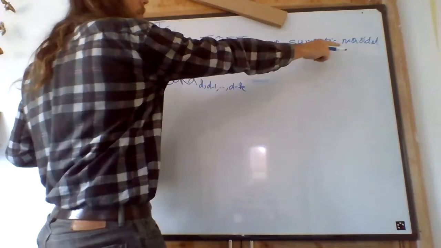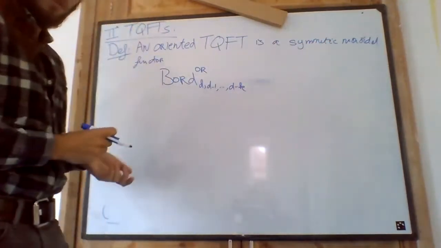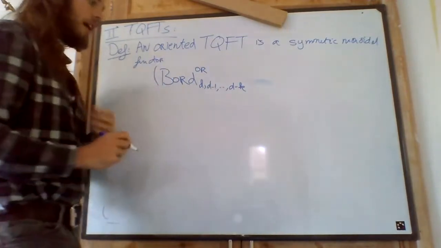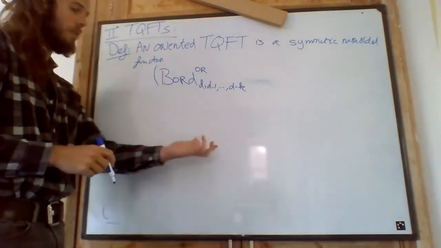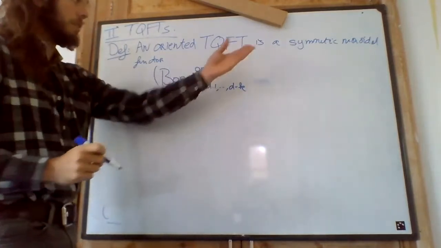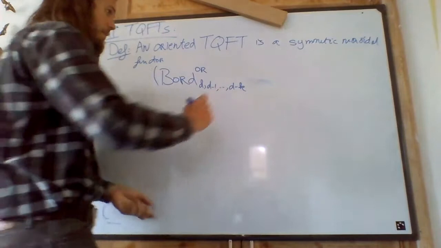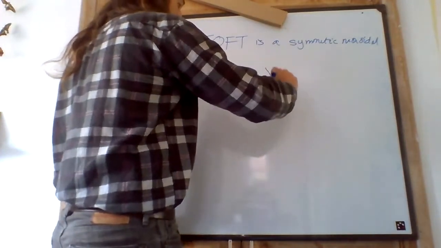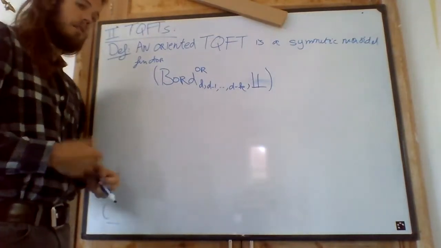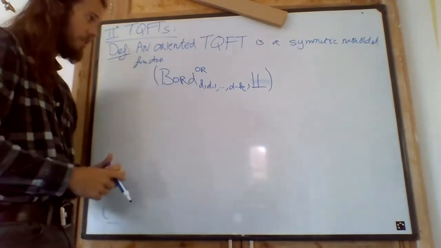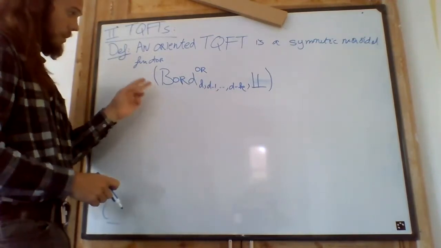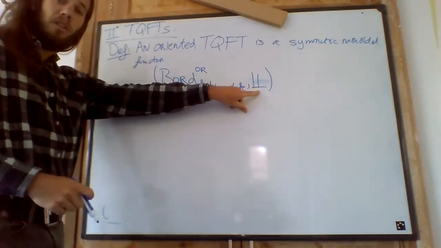And I told you that it needs to be a symmetric monoidal functor. For those of you who are not very familiar with symmetric monoidal categories, a monoidal category is a category with a kind of tensor product, so it allows you to combine objects, multiply objects, and symmetric just means that the order in which you do this doesn't matter. The example that you need to keep in mind for today is the category of vector spaces. So that has a tensor product, this is symmetric. And the other example that we'll be using is this Bordism category, which comes equipped with a disjoint union.